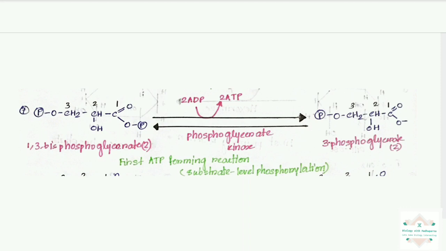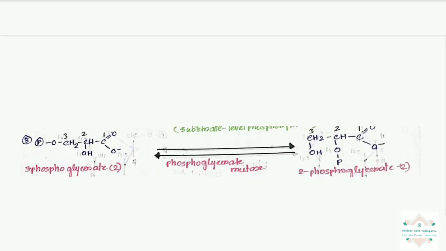So what this phosphoglycerate kinase is doing is taking the first carbon phosphate group and attaching it to ADP. As a result, 2 ATP formation is happening there, and that 2 ATP is released back to the cytosol. So till now we have formed 2 ATP successfully. Now we will come to the next reaction, number 8.